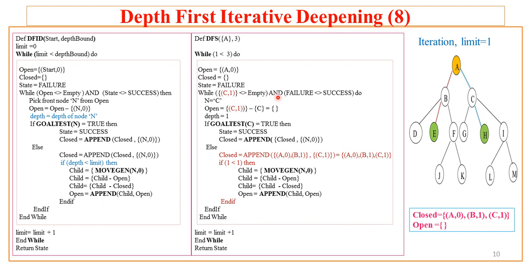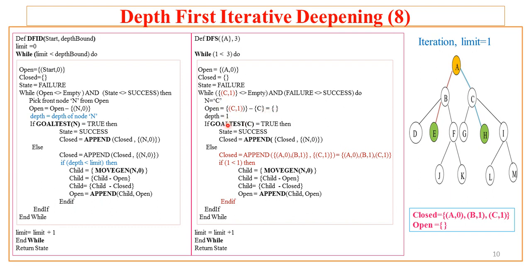Open is not empty. State is also failure, which is not success. Both the conditions are true, so it will get into the inner while loop. Now it picks the front node, which is C, and it is the only node left in the open. So that is removed, and open becomes empty.